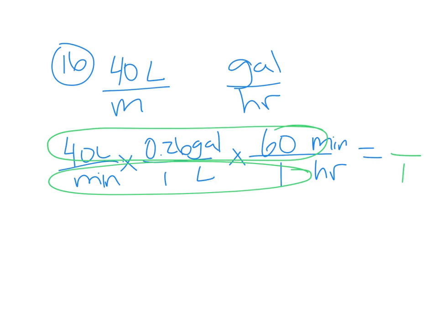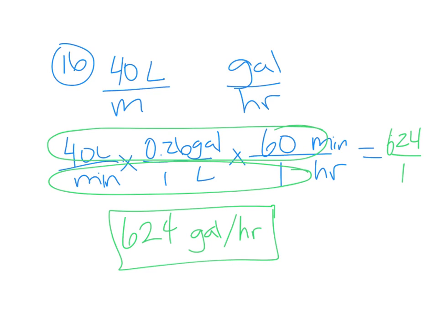60 minutes. So you're going to multiply the top and divide it by the bottom. The bottom's easy, it's 1 times 1 times 1. So you have 40 times 0.26 times 60, which gives you 624. So it's going to be about 624 gallons per hour. That's your answer on that one.